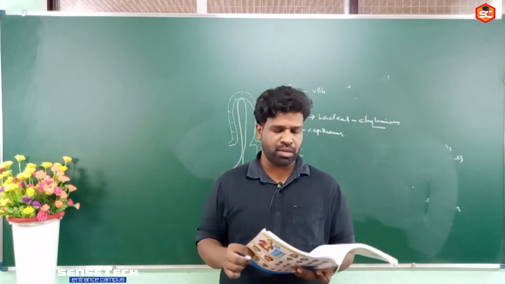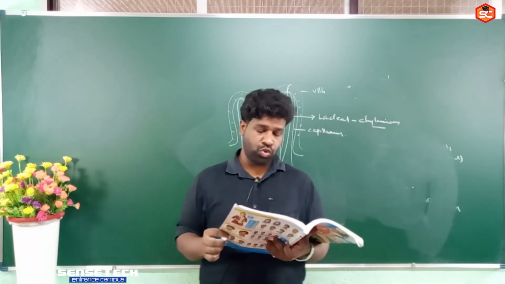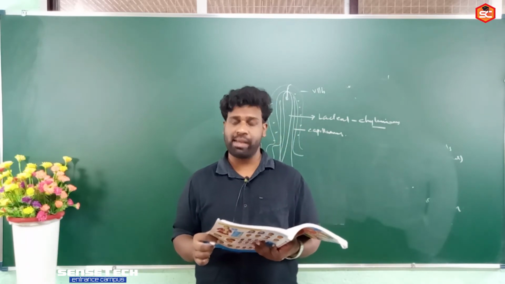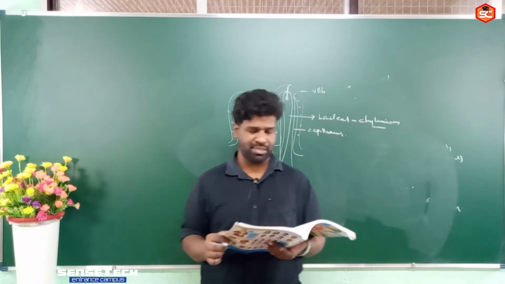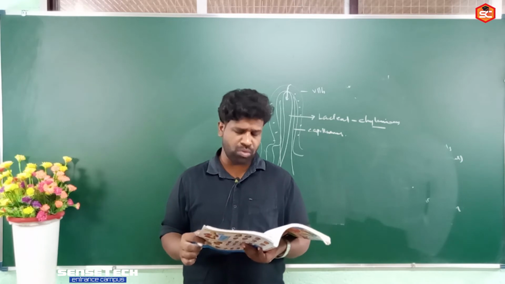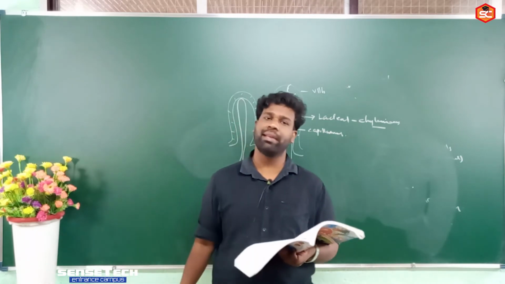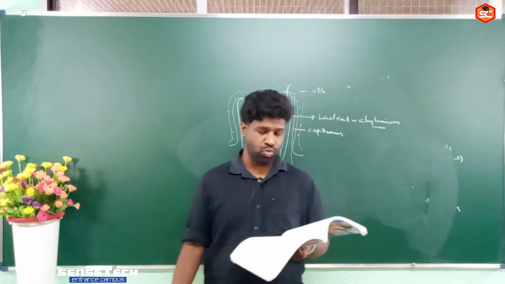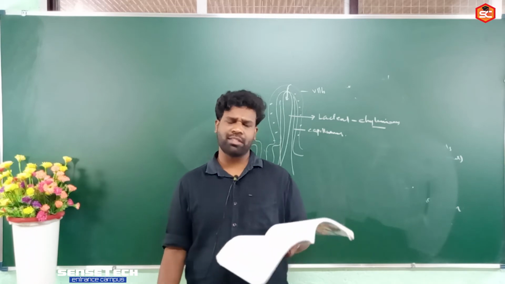So observe the diagram of small intestinal mucosa. Here the labeled portion 1 is villi, 2 is lacteal, 3 is capillaries, 4 is artery, 5 is veins. So here the chylomicrons are accumulated in the lacteal. So option 2 is the answer. 2 is lacteal.